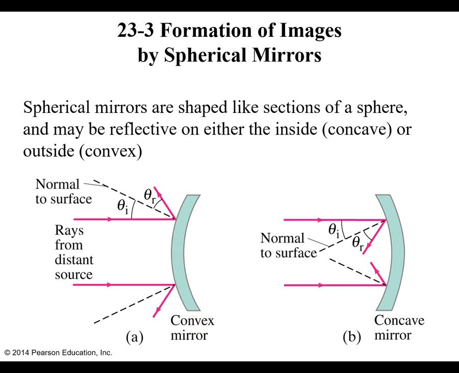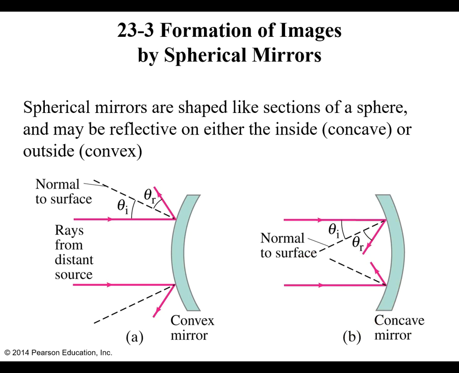Now, on the right, if we completed that curvature, made that a circle, we would see the center of curvature would be on the same side that the light is coming from. In this case, we're calling that a concave mirror.